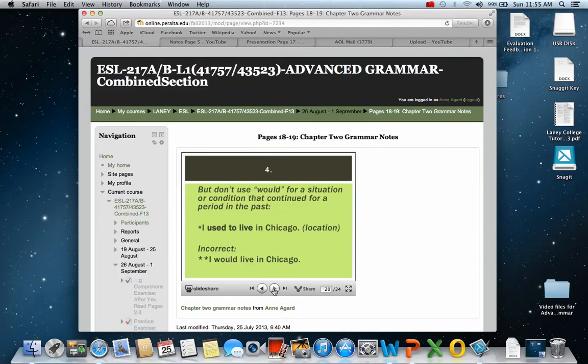But you can't use would. Don't use would for a situation or condition that continued for a period in the past. So I can say, I used to live in Chicago. That continued over a period of time. But I cannot use would that way. Would is only for a repeated action, not for something that continued in the past. So it's incorrect. It's wrong to say, I would live in Chicago. You have to say, I used to live in Chicago.